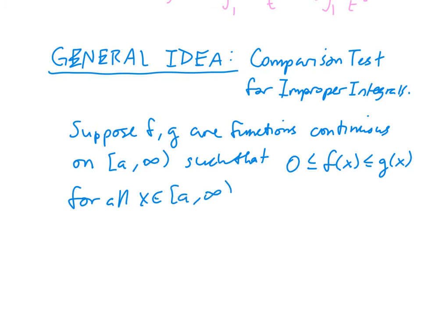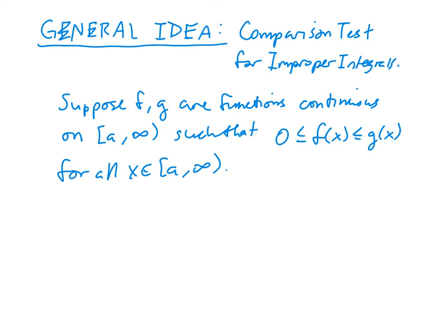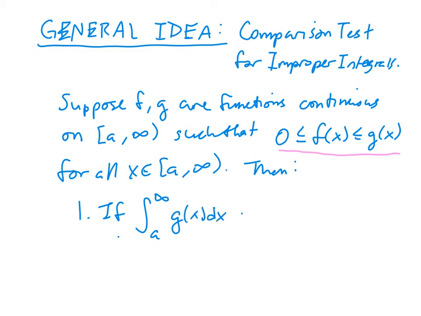So I'm going to be talking about improper integrals from a to infinity. All right, so suppose f and g are defined, they're continuous on a to infinity, and we have this comparison here. That's the most important part, really. Then we know two things. Number one, we know that if the integral from a to infinity of g of x dx converges, then the integral from a to infinity of f of x dx must also converge.